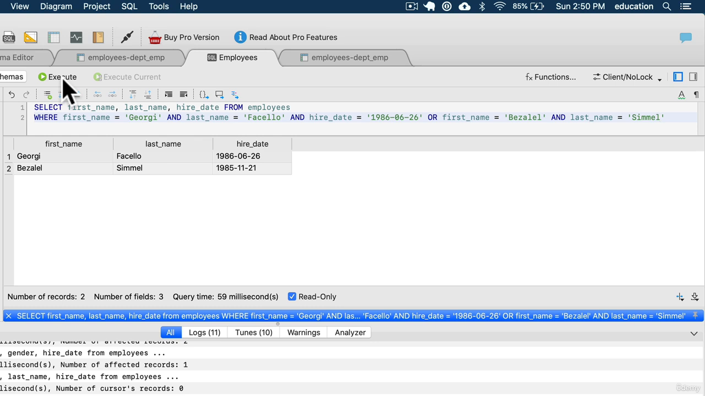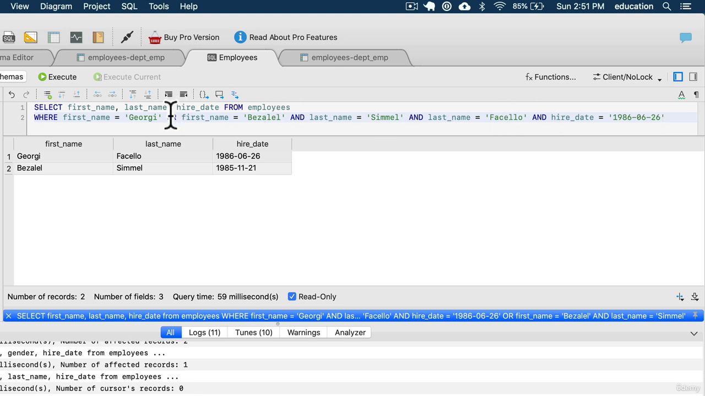Okay. And so remember when I talked about the order of operations? Well, because we're doing where first name Georgie, last name Vasillo, and hire date equals, we're saying if all of this matches or all of this matches. But what if I threw a wrench in the chain and I put this over here? What would happen then? We're saying where first name is Georgie or first name is Bezalel and last name is Simel and last name is Vasillo and the hire date is equal to. Okay, now it's getting complicated.